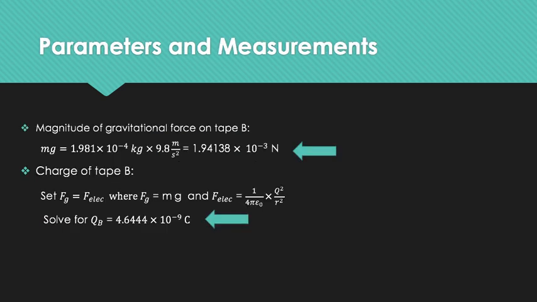For my measurements, first the magnitude of the gravitational force on tape B, calculated as mass times the gravitational constant, we achieved 1.94 times 10 to the negative third newtons. The charge on tape B I calculated by setting the gravitational force equal to the electric force. Plugging in the values, rearranging and solving for Q of B, the charge of B, I achieved 4.644 times 10 to the negative 9 coulombs.